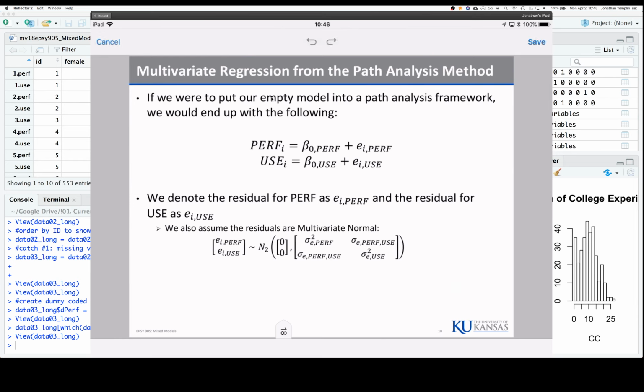Our empty model, again, for each one of the dependent variables just includes an intercept. So this is the intercept for performance. This is the intercept for usefulness. It also has an error term for each. Those error terms are multivariate normal. And again, we have all the terms of the variance-covariance matrix of error, or residual, estimated: the residual variance for performance, the residual variance for usefulness, and the residual covariance between the two.